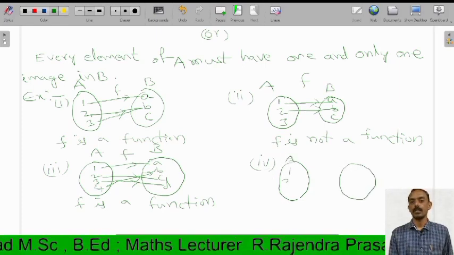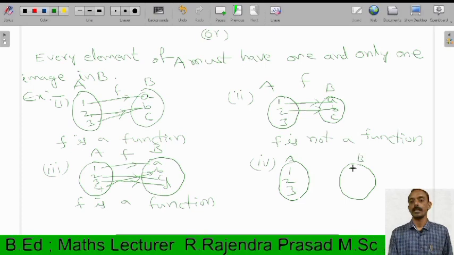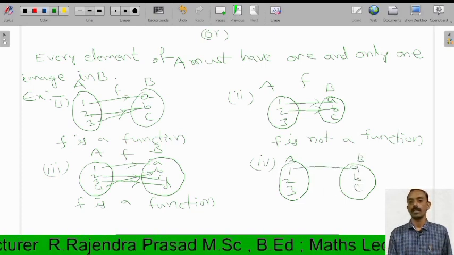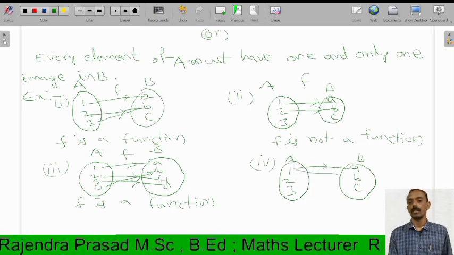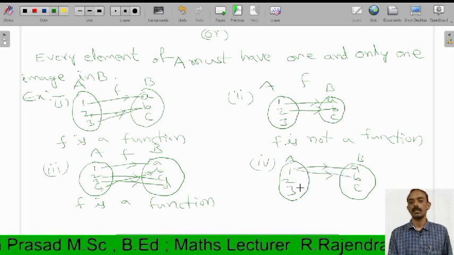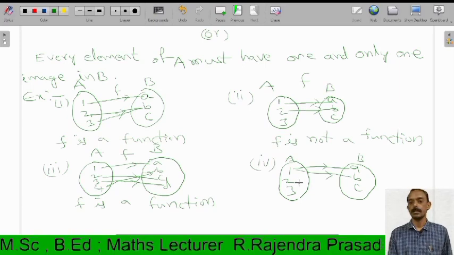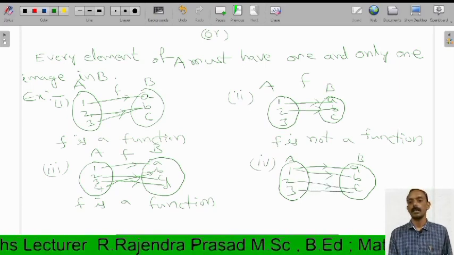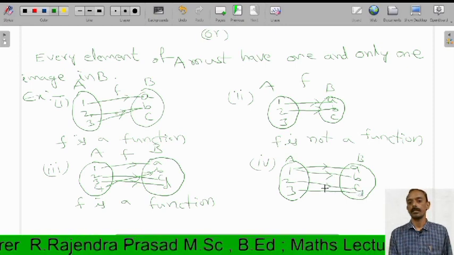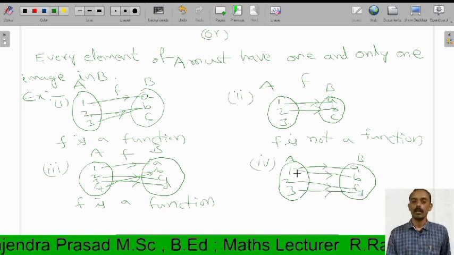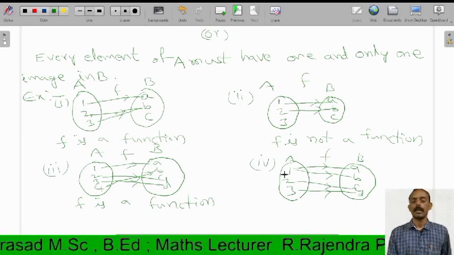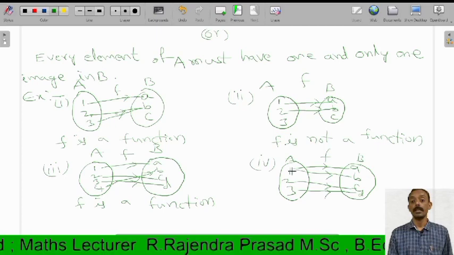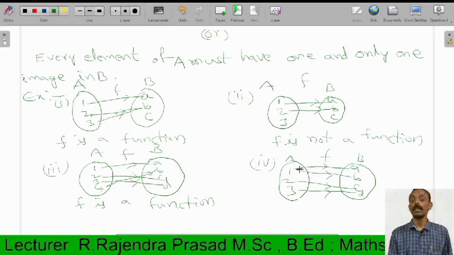A set 1, 2, 3. B set A, B, C. One image A, one image B, two image C, three image D, okay? Here f from A to B is not a function because element 1 in A has two images in B.